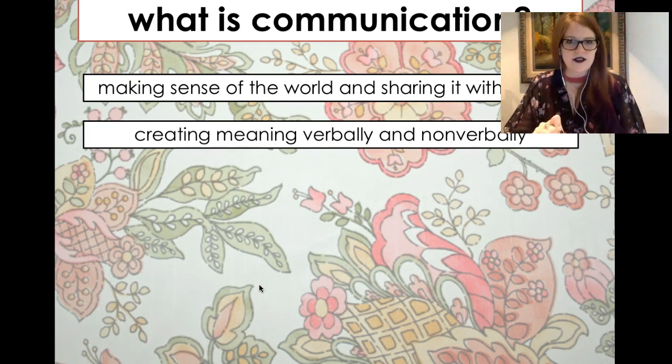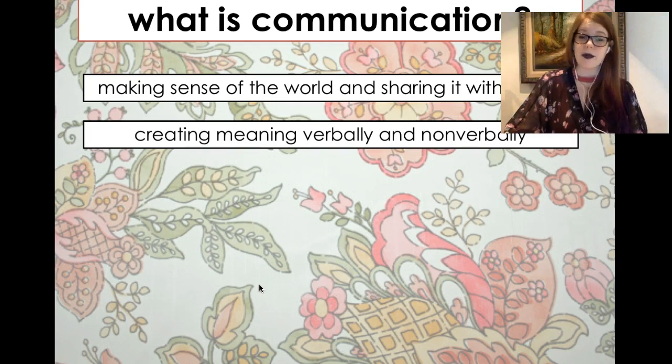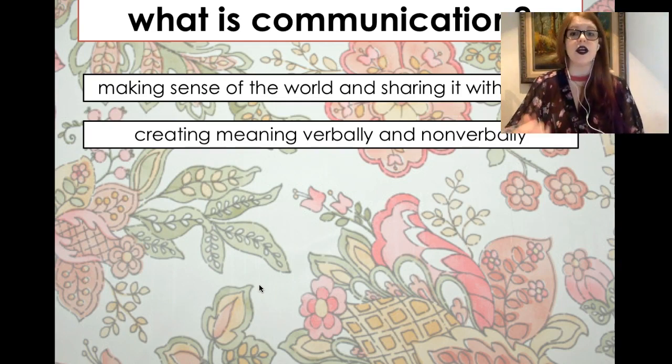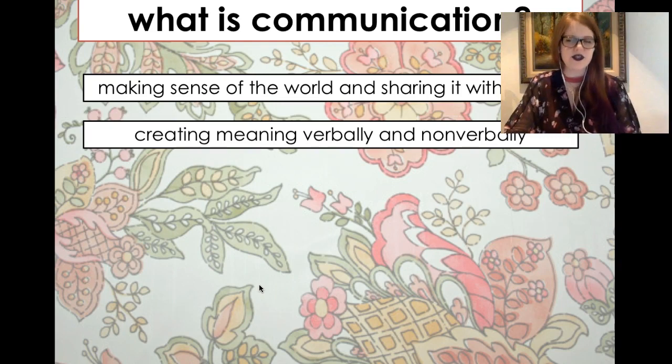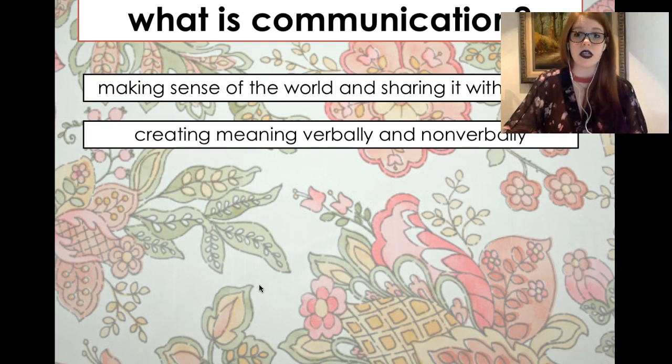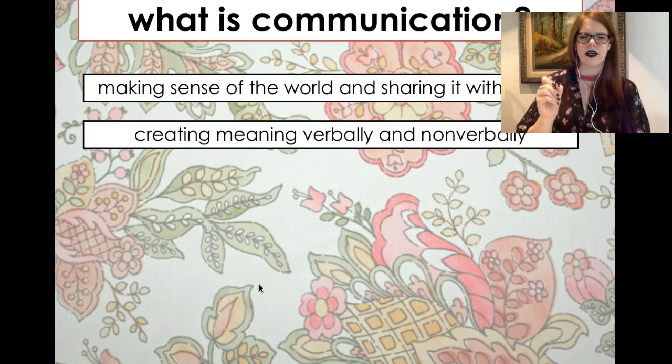The next part of this definition is by creating meaning both verbally and non-verbally. In the example I just gave you, I was able to share that meaning non-verbally. I didn't have a verbal understanding. I didn't speak any type of Malaysian. I don't speak any kind of islander language. But I was able to understand what the person was asking me to do because we share meaning non-verbally. But because I didn't speak the language, I wasn't able to respond verbally.